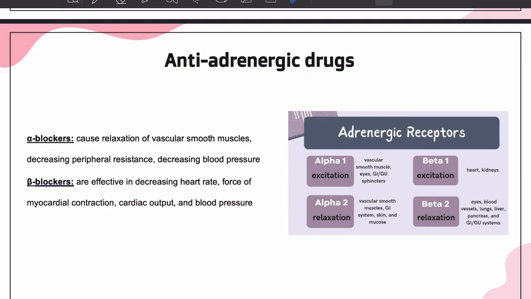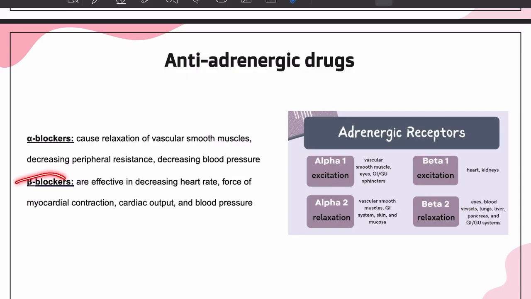Now, alpha blockers, we generally see they affect the vascular smooth muscles. So they mainly work by decreasing your blood pressure through decreasing peripheral resistance, because of vasodilation. Beta blockers, they work by decreasing your heart rate. So that's negative chronotropic effect. Then they work by affecting the contraction, which is inotropic effect, and they do also affect the conduction, so they might have dromotropic effect.